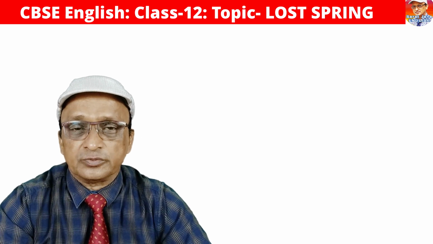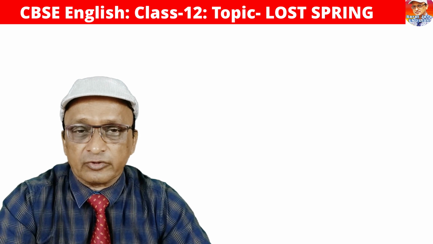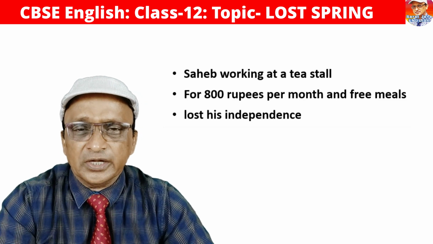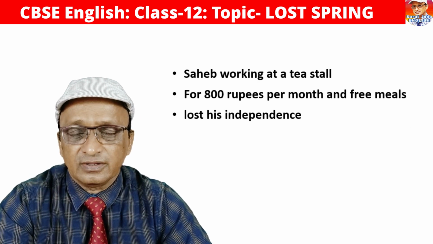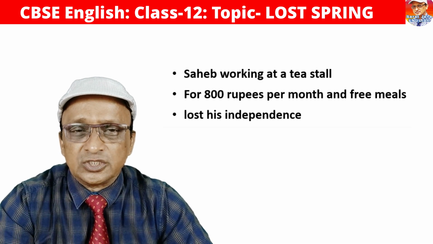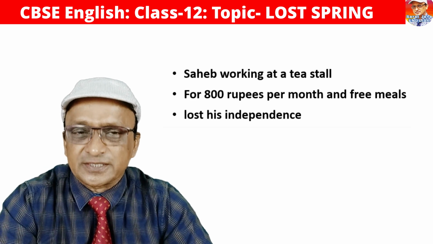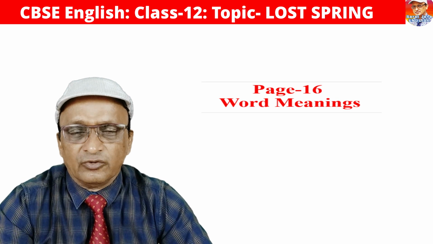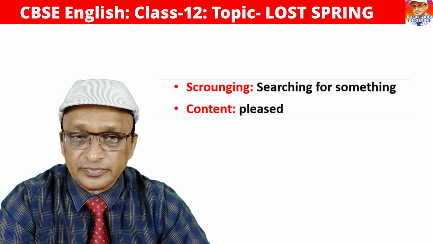Apart from the description of the interest of the children in games and sports, here is another example given by the writer. Sahib is one day found working in a tea stall where he gets 800 rupees as salary in addition to free meals. Here the writer says in spite of having this employment, Sahib has no independence. This is another important point to note. In page 16 we find certain words. Scrounging means searching for something.